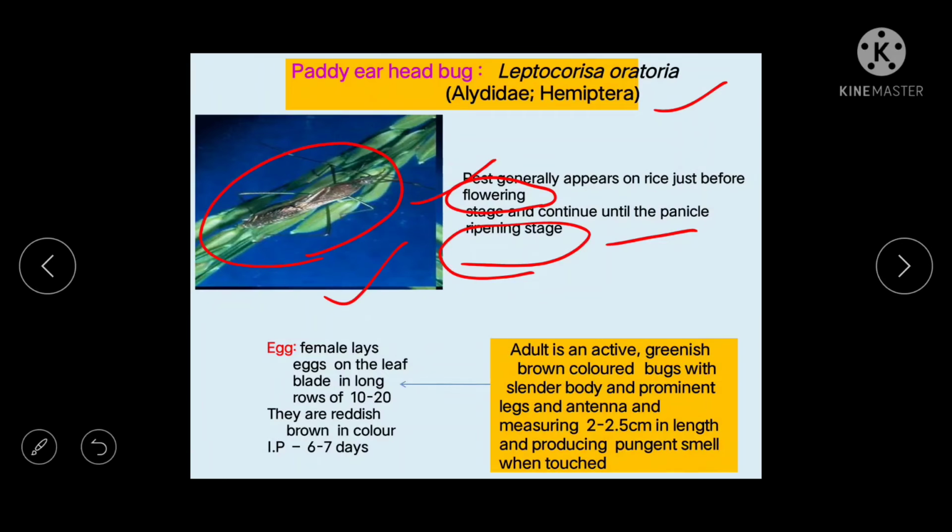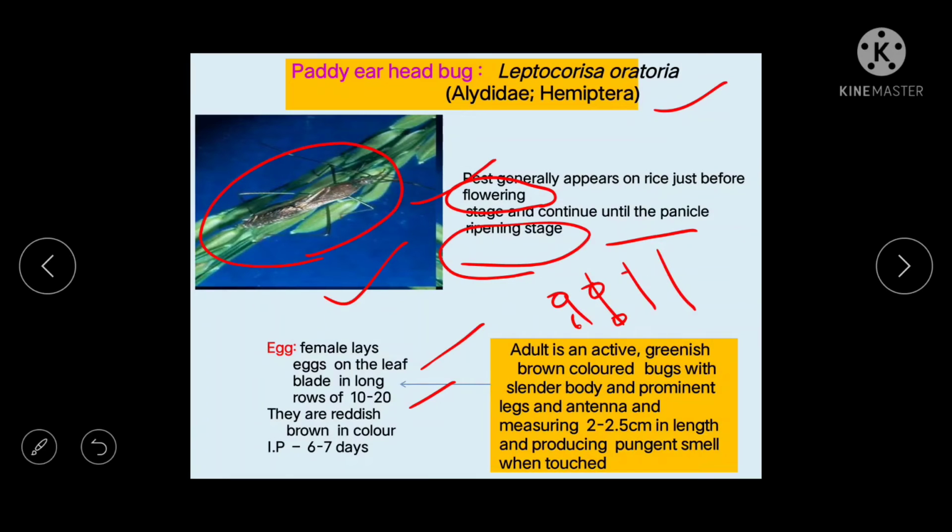In the panicle stage, which insect will attack or cause more damage? You have to write: rice earhead bug will attack or cause more damage in the panicle stage. The female will lay eggs on the leaf blade in a row, and 10 to 20 rows of eggs are laid.